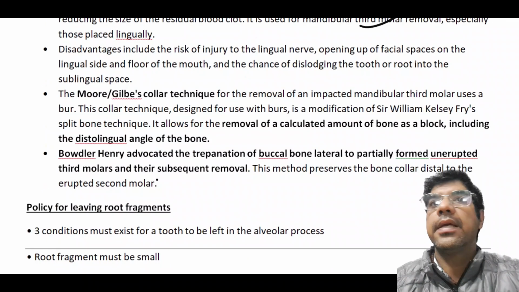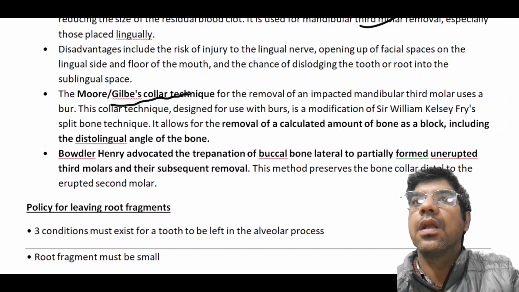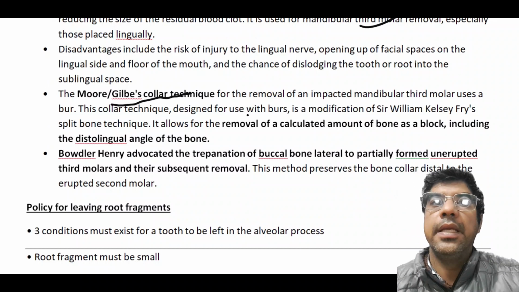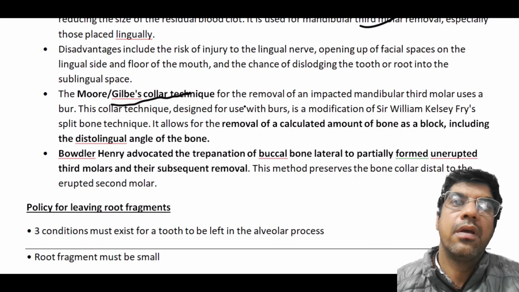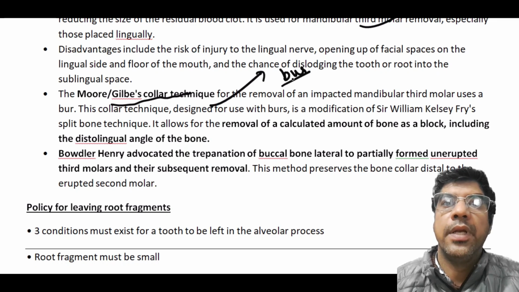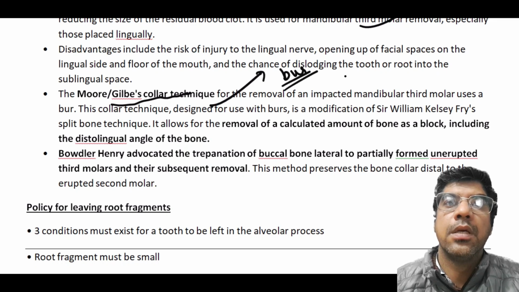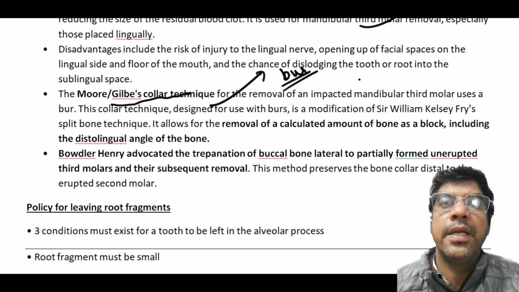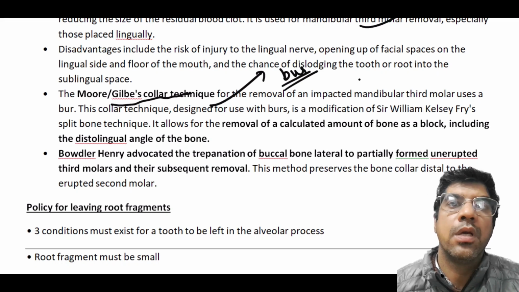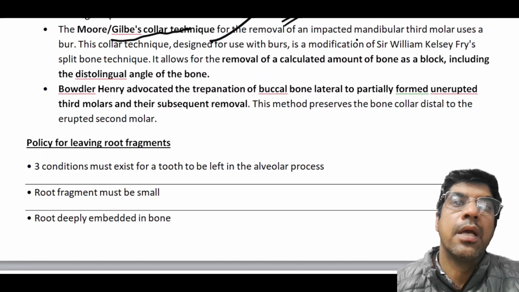The other technique is Murray-Gibber's collar technique. It is a modification of Sir William Kelsey Fry's split bone technique. It uses a burr for removal of impacted mandibular third molar. Here it allows for the removal of a calculated amount of the bone as a block, including the distolingual angle of the bone.